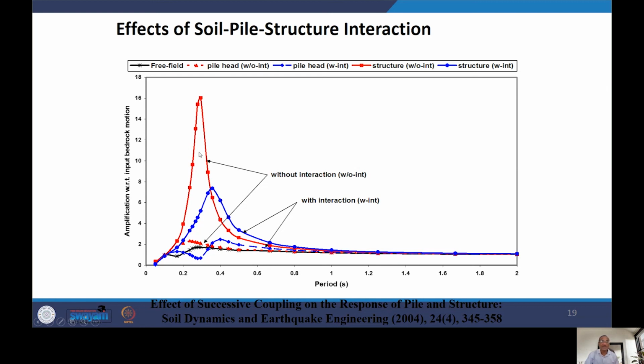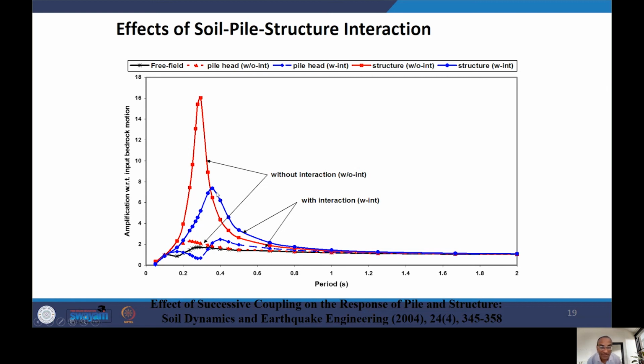So let's try to see how it works. What you have here, the black line is free field, while the red line is pile head, and then you have the blue line, pile head with interaction and without interaction. So this is with interaction, while you have without interaction also. So this is the value without interaction. Then same thing for the structure. The red line is without interaction, while the blue line is considering the interaction.